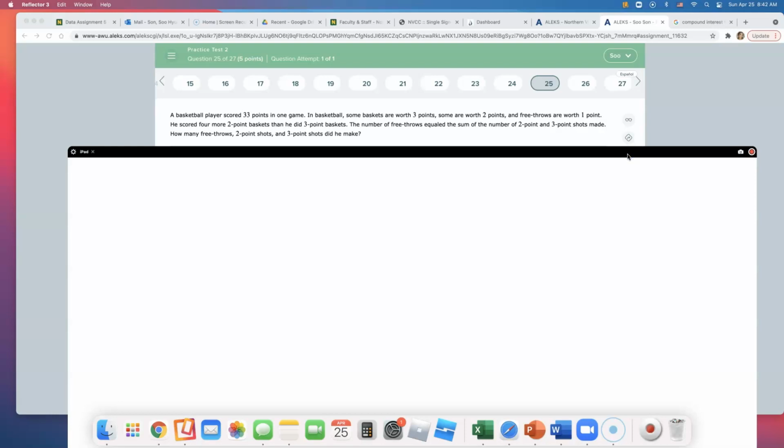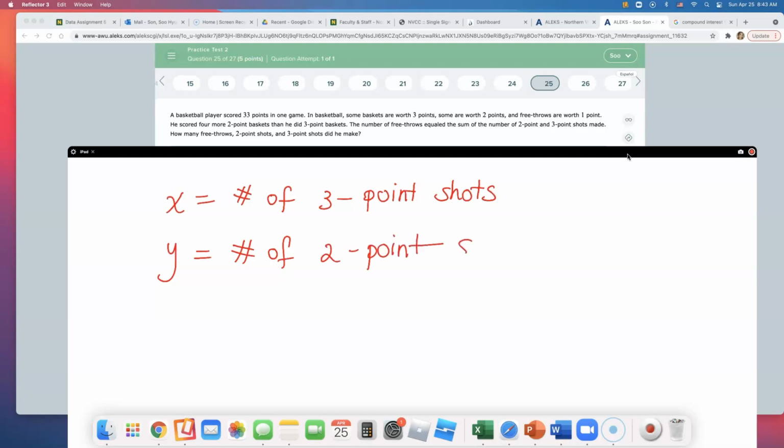Okay, so how about we bring in some variables? Let's just go with x, y, and z. Let x be the number of 3-point shots. Let y be the number of 2-point shots he made. And lastly, let z be the number of free throws. These are just 1 point, right? I should be a little more specific: z is the number of free throws.